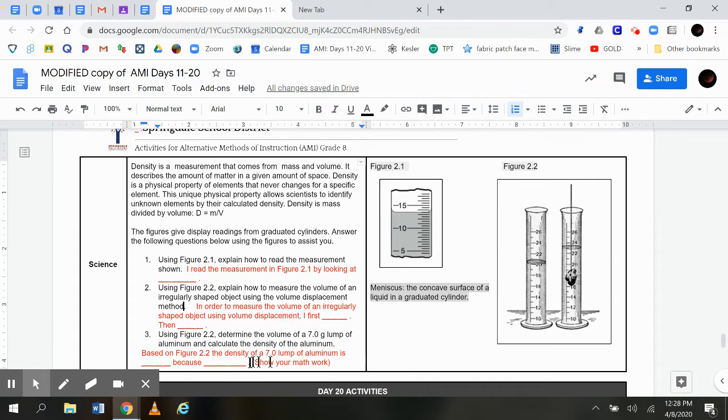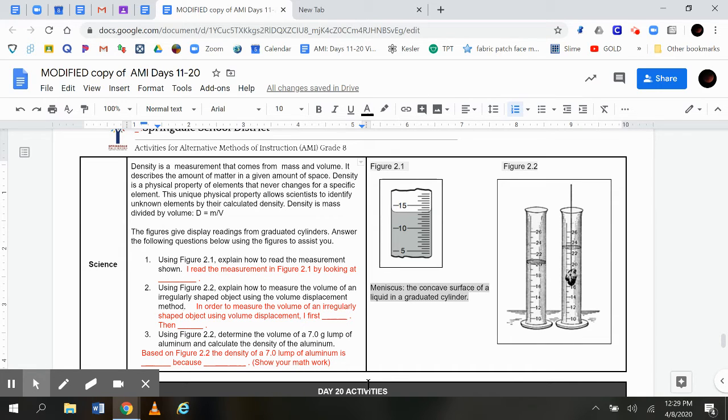So here is your sentence frame for that one. In order to measure the volume of an irregularly shaped object during volume displacement, first I do this, then I do that. Don't forget to put the math part in there too. So tell the steps by looking at the diagram. There are steps shown right there. Describe those steps, and then what kind of math would you use to figure out what the volume is of that rock?